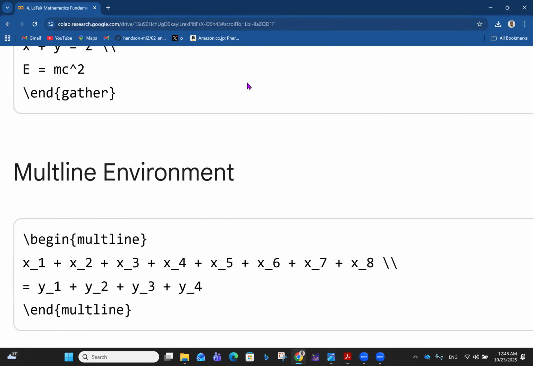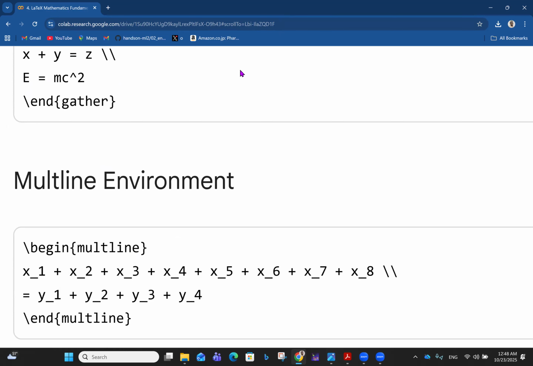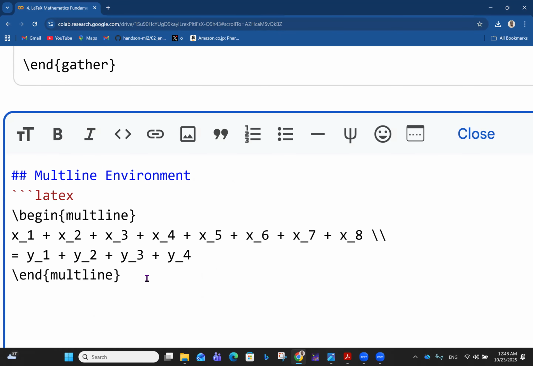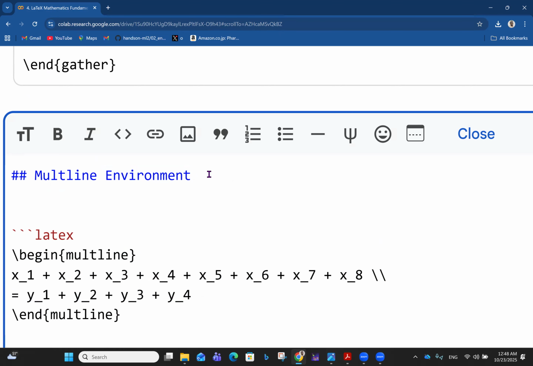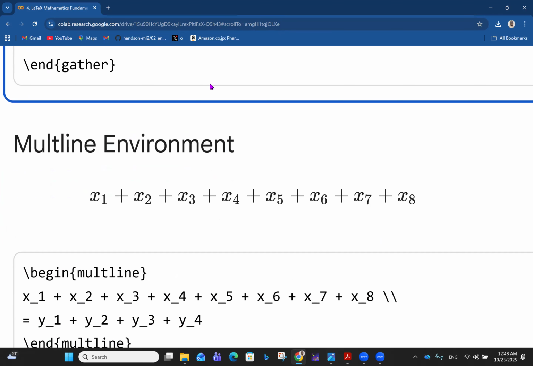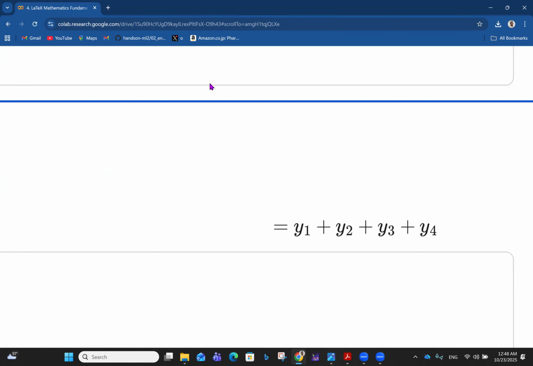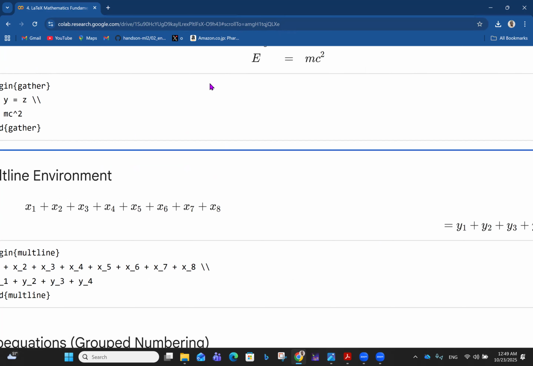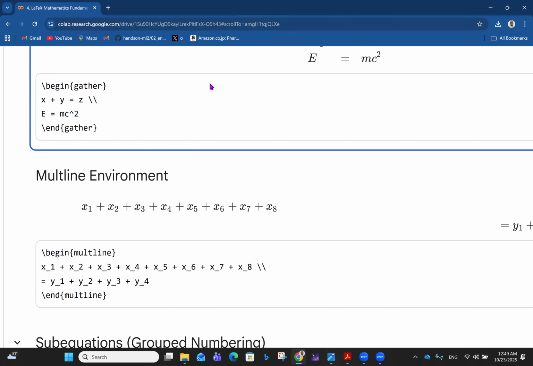Then you can have a multi-line environment. If you have a very lengthy equation that you want to appear in multiple lines, this multi-line environment works. You just have begin multi-line, end multi-line. I think this should work here. Now the problem is the other part shows up in a very distant place. But of course, there are other ways we can break things down.